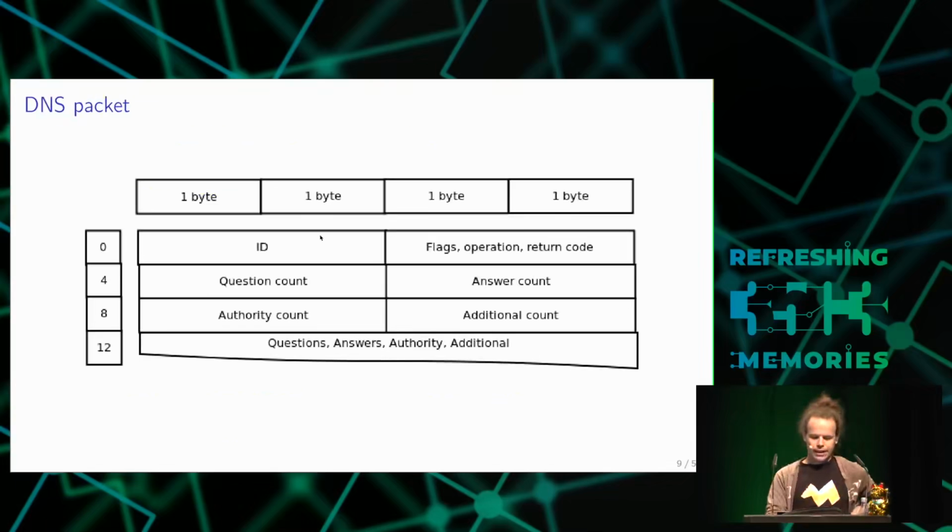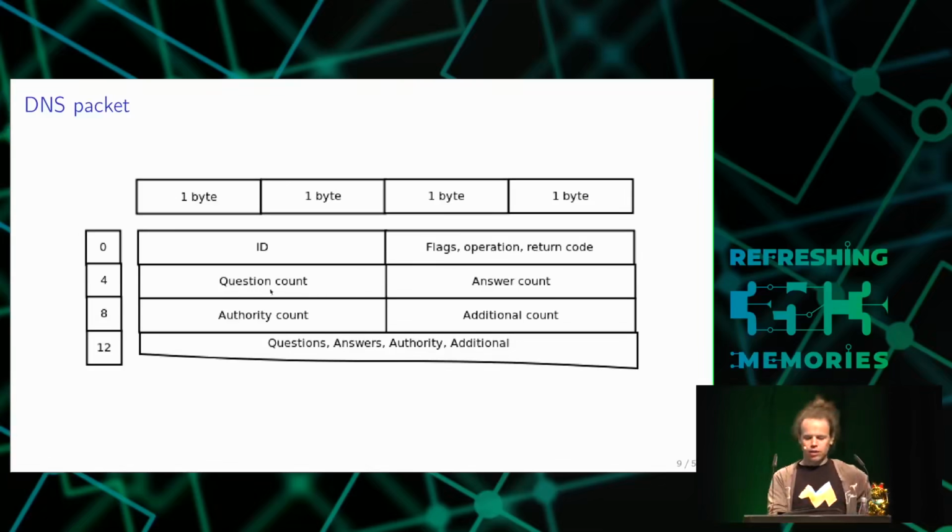A DNS packet has a header of 12 bytes. The first 2 bytes are a transaction ID, so some identifier, which is just echoed from the client to the server. Then we have the next 16 bits, which contain flags, the operation code, and the return code. And then we have 4 fields, which are each 2 bytes in length, and they contain the amount of questions, answers, the amount of authorities, and the amount of additionals. And then after this 12-byte header, we have arbitrary length of these things.